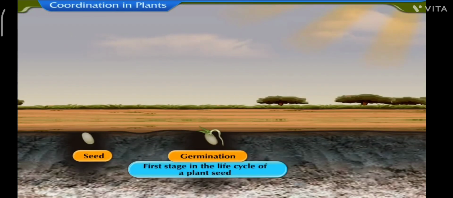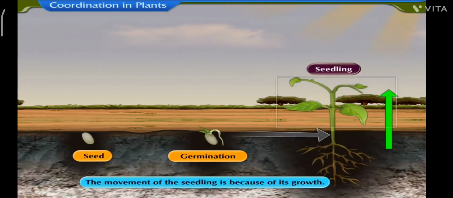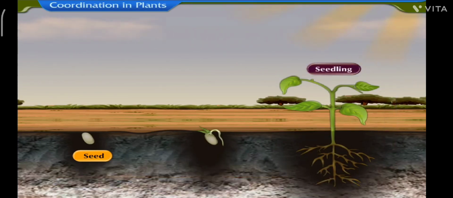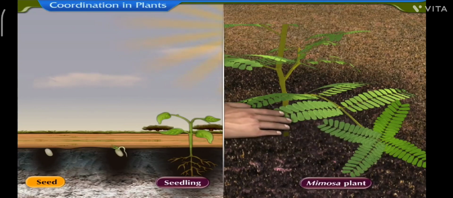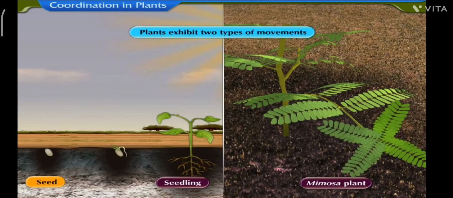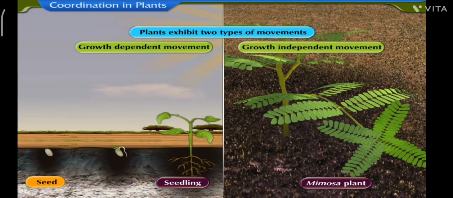Germination is the first stage in the life cycle of a plant seed, which ultimately develops into a seedling. The movement of the seedling is because of its growth. If growth is prevented, the seedling does not show any movement. Thus, if we consider the examples of mimosa plant and the seedling, we can conclude that plants exhibit two types of movements. One is growth-dependent movement, as shown by the seed growing into a seedling. The other type is growth-independent movement, as shown by the leaves of the mimosa plant.